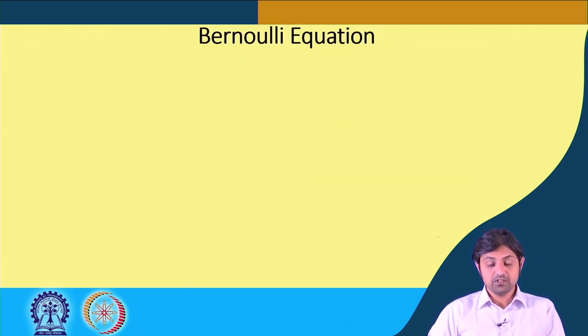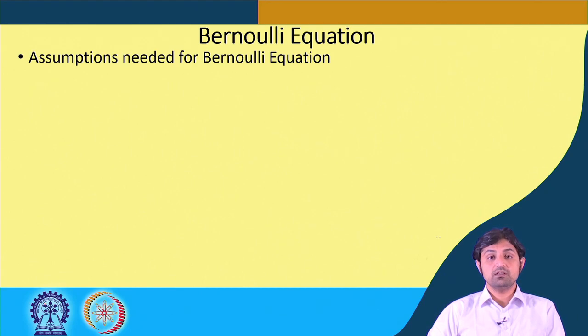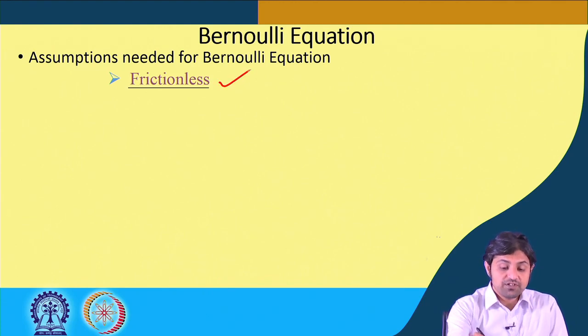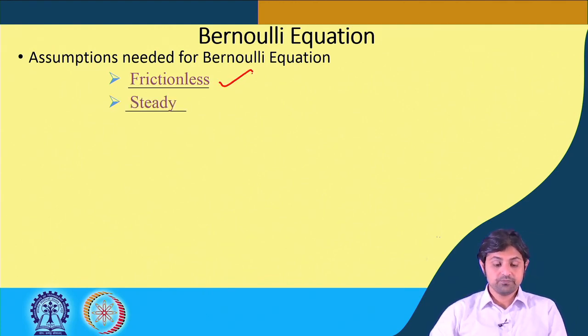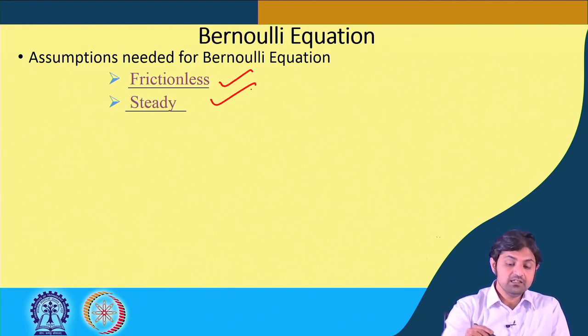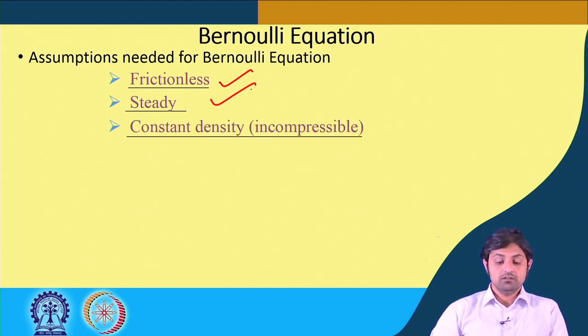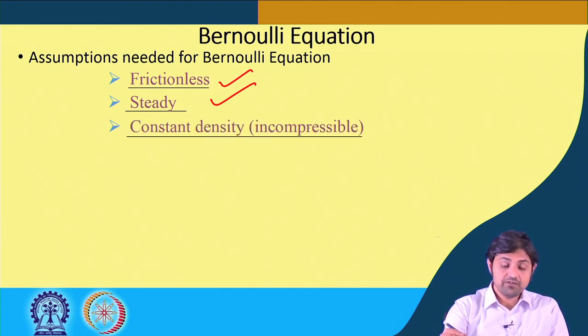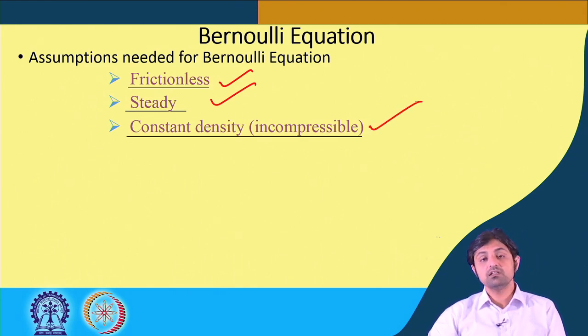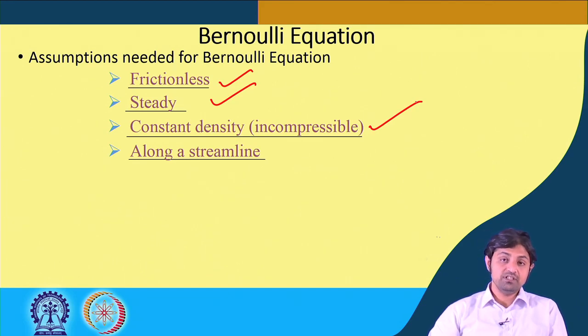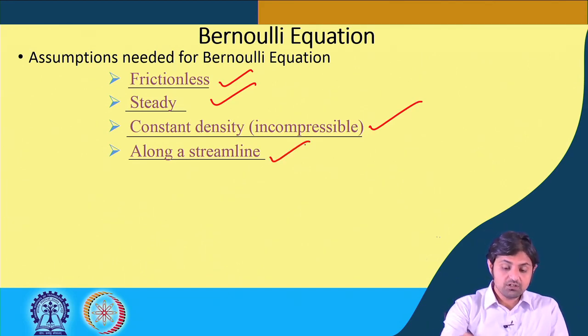Okay. Now the assumptions that are needed for Bernoulli's equation. What have we assumed? The flow was frictionless, the flow was steady, and for the final equation that we have derived, we have assumed constant density, that means the flow was incompressible, and we have done it along a streamline.